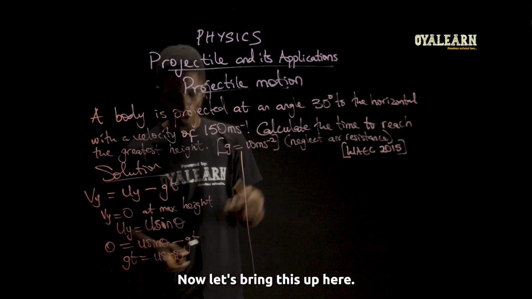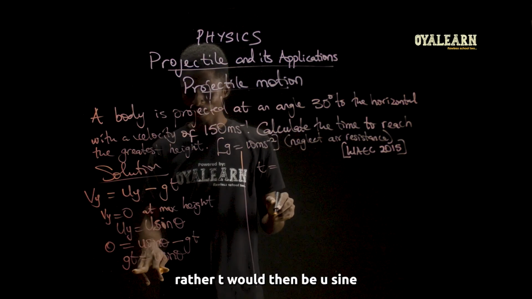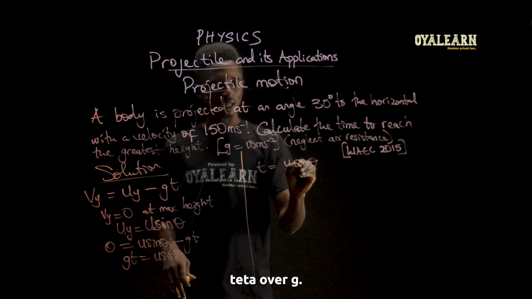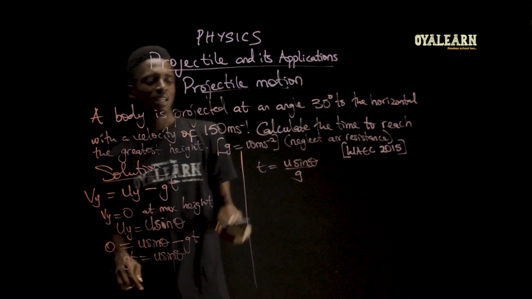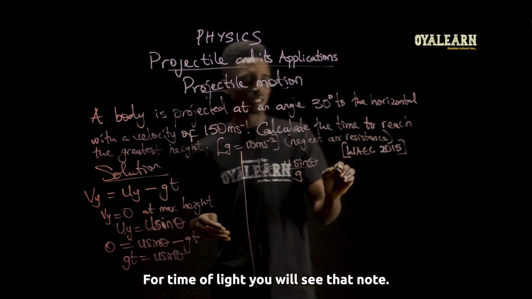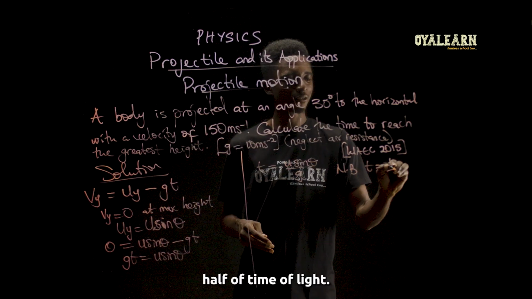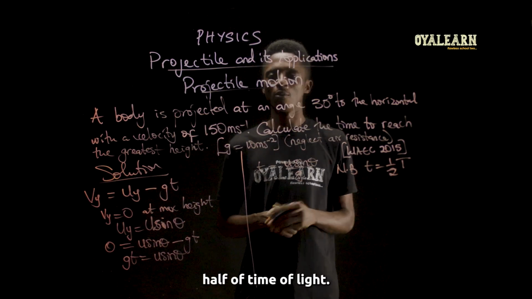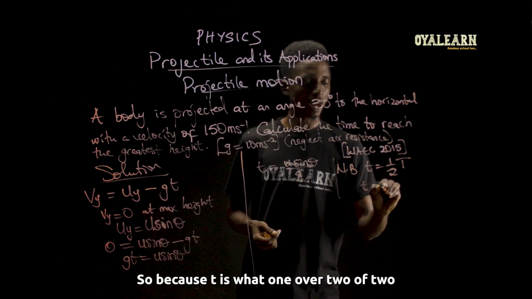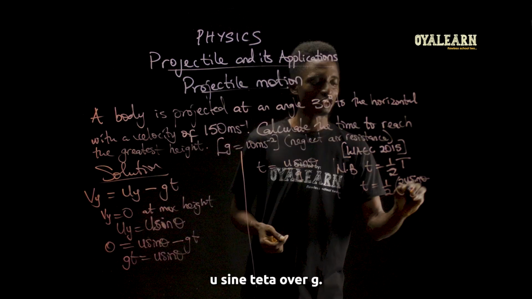Now, let's bring this up here. Time to reach maximum height, t, would then be u sine theta over g. Now, compare this with the original equation for time of flight. You will see that t is actually half of time of flight. Now, let's show that here. Because t is what? 1 over 2 of 2u sine theta over g.